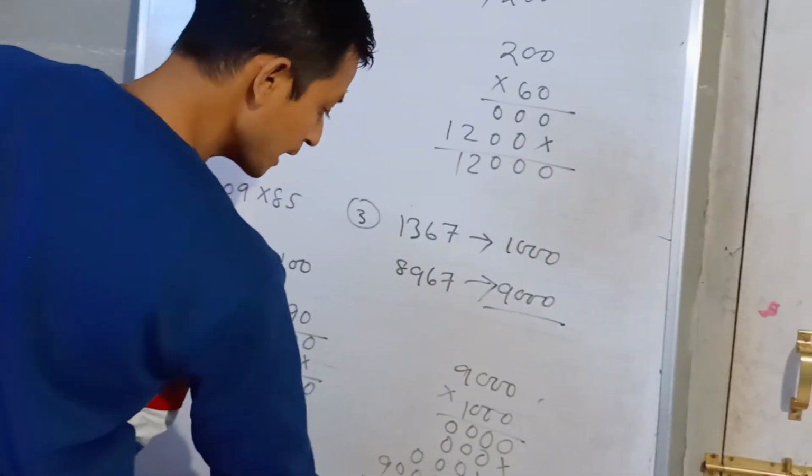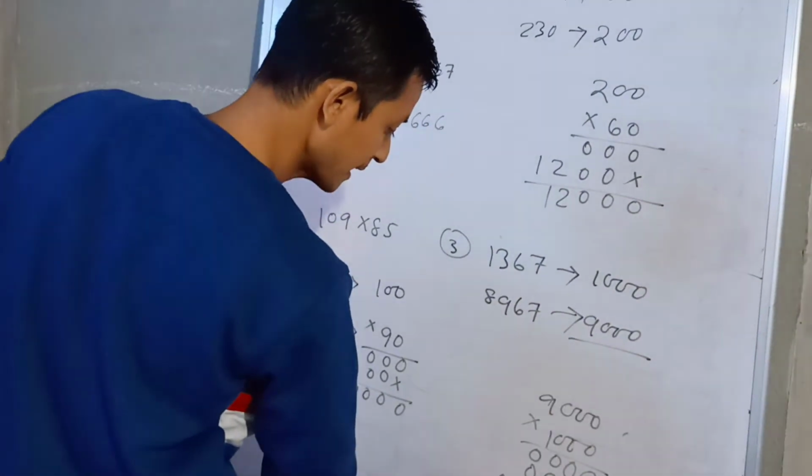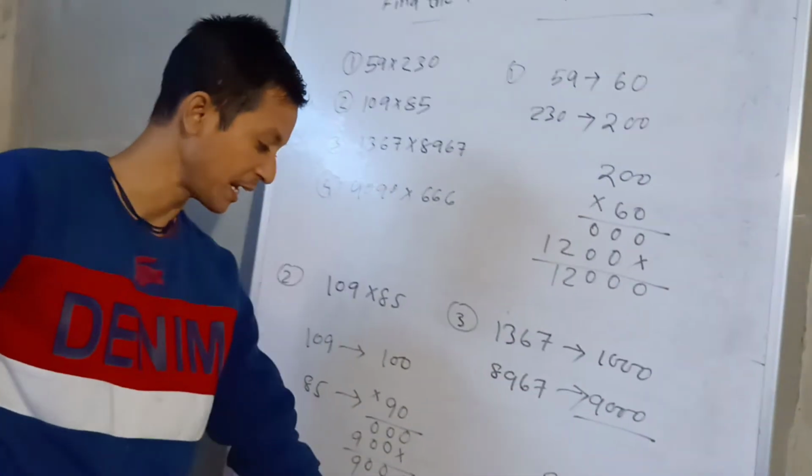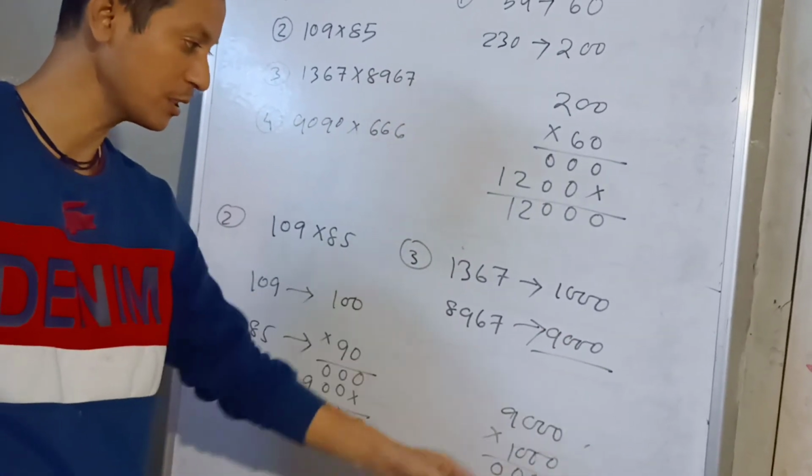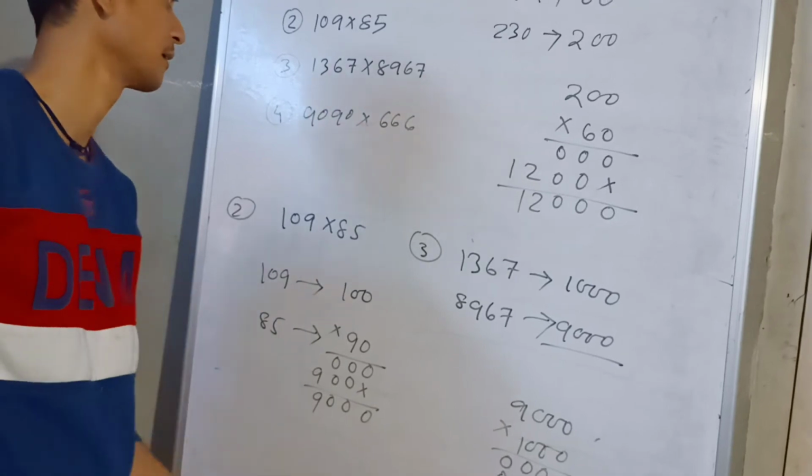So 1, 10, hundred, thousand, 10 thousand, lakh, 10 lakh, that means 90 lakhs. 1000 into 9000, this is 90 lakhs.